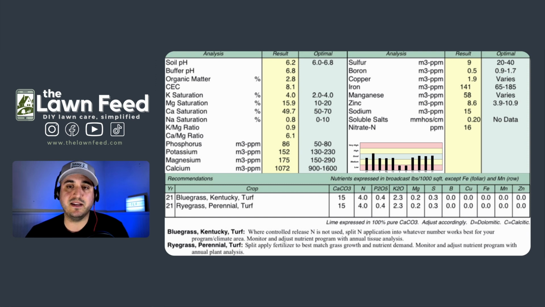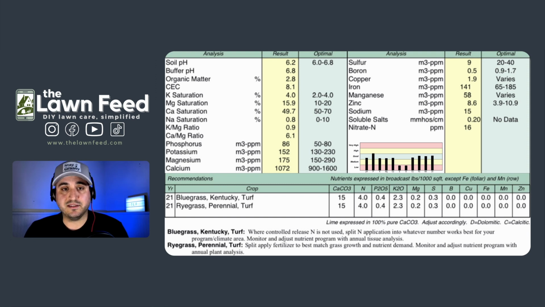And without having a soil test report, we won't know what rate of each of those nutrients that we need or that we don't need. So let's look at the soil test again, and the first one we're going to look at is phosphorus. This test shows that Vince's lawn has a phos level of 86, which has an optimal range of 50 to 80, so just above the upper end of that.